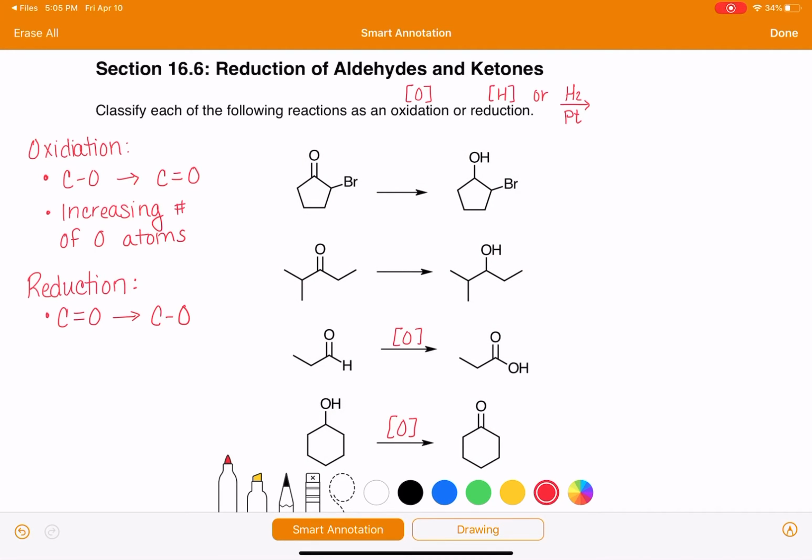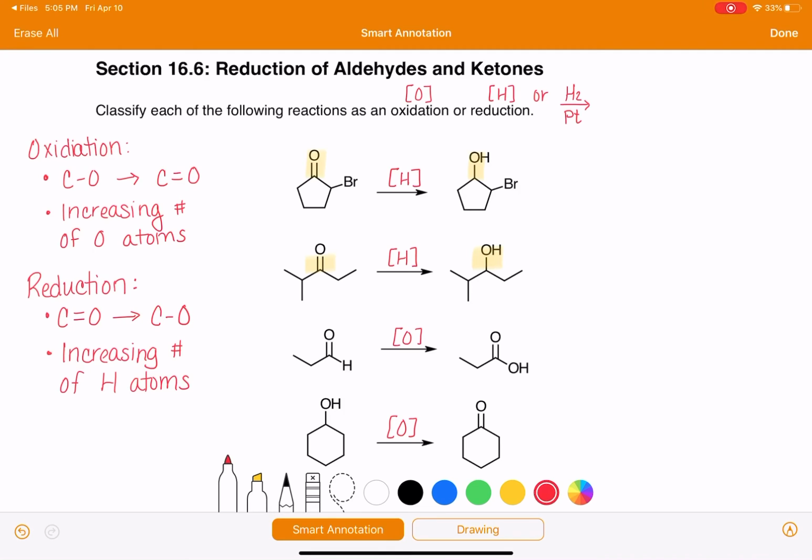And we can see for the first reaction that we're looking at, going from a double bond to a single bond. That is oxidation or reduction. In our next example, going from a double bond to a single bond, that's also a reduction reaction. The other way that we could spot a reduction reaction is looking at an increase in the number of hydrogen atoms.